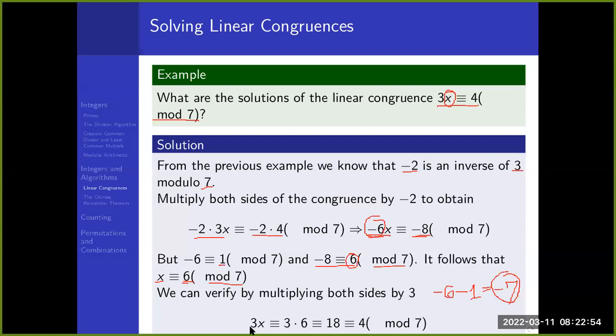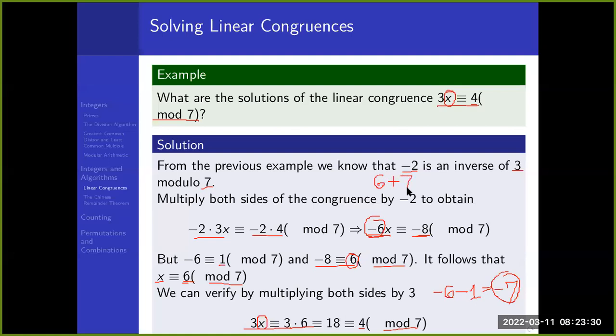Now our verification is here. If you make the substitution x is equal to 6, then this becomes 3 times 6, which is 18. And 18 is congruent to 4 modulo 7. And we were looking for a value of x that will satisfy this equation. So if you multiply this by 6, you get 18, and 18 will satisfy this congruence.